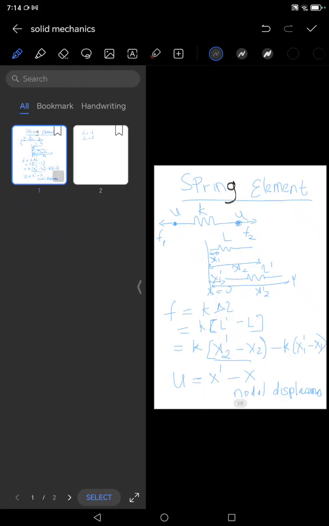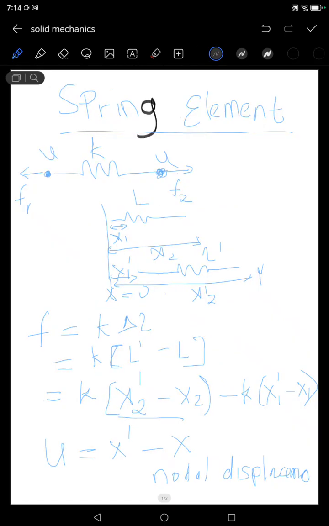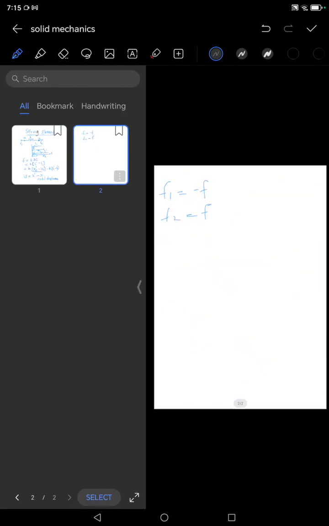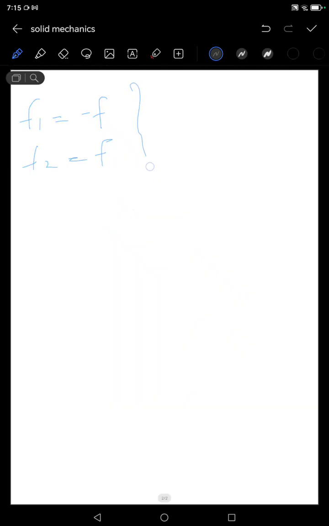And remember, our F here is K into x2 prime minus x2, which means this x2 prime we can write as u2, and this x1 prime we can write as u1. Therefore our force is going to be F equals K u2 minus K u1, from the nodal displacement x prime minus x. It's u here.